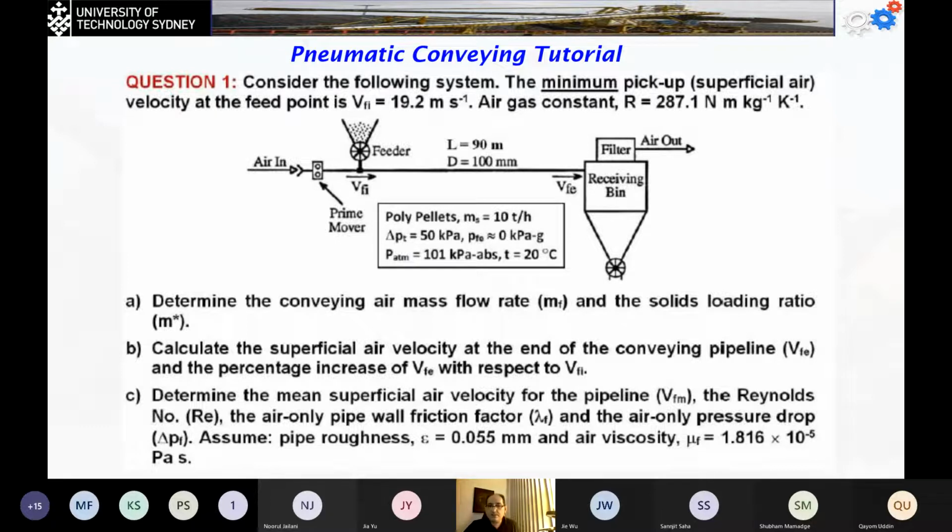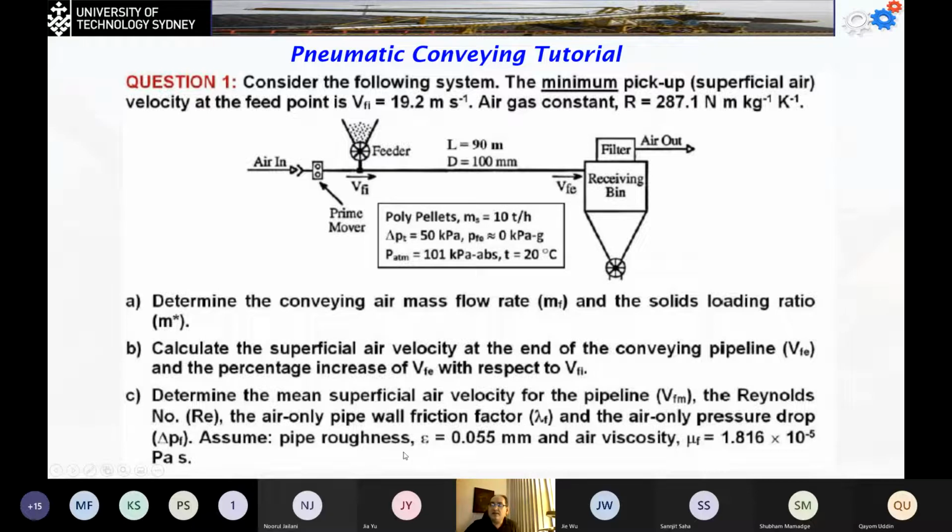First, we need to find the conveying air mass flow rate, the MF, and the solid loading ratio, the M star. Also, we need to calculate the superficial air velocity at the end of the conveying pipeline, the VFE, and the percentage increase of the VFE with respect to the VFI. So we need to find the velocity at the exit. We need to find the mean superficial air velocity for the pipeline, the VFM, the Reynolds number, RE, the air-only pipe volume fraction factor, lambda F, and the air-only pressure drop, delta PF.